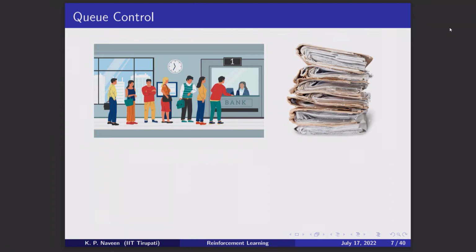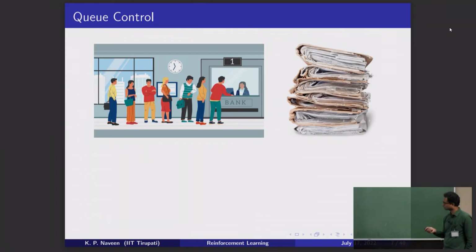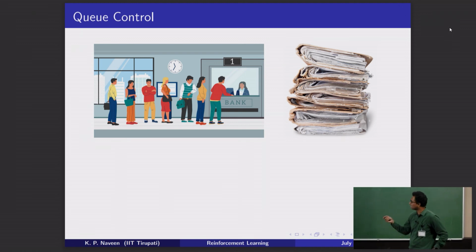Another popular example is queue control, okay? Let's say you have a bank, or it could be some number of jobs lined up. It could be in many contexts. Let's say in software, some number of projects are lined up. In construction, some number of tasks are there. It's getting piled up.